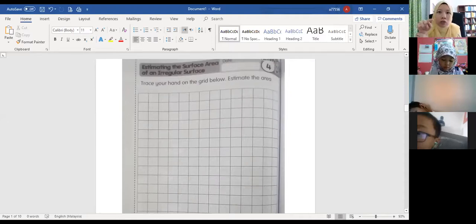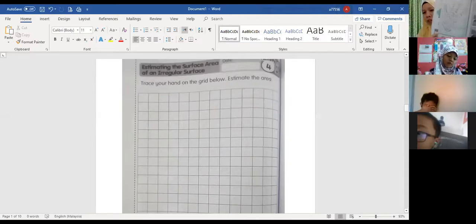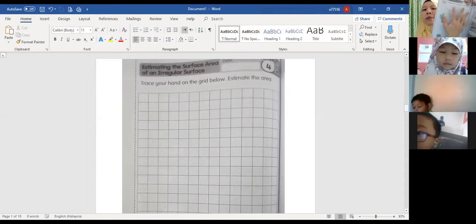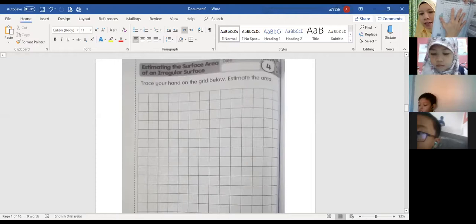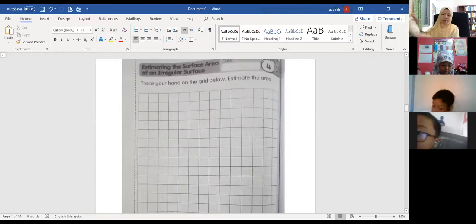Kita kena darab, 3 times 2 equal to 6. That one is regular object. But our hand is irregular object. So, we have to use graph paper. So I want you to trace your hand. Okay, like this. Letak tapak tangan, lukis tapak tangan. Cuba kira, estimate the area of your hand. Okay, can you give me the answer? What is the estimate area of your hand?